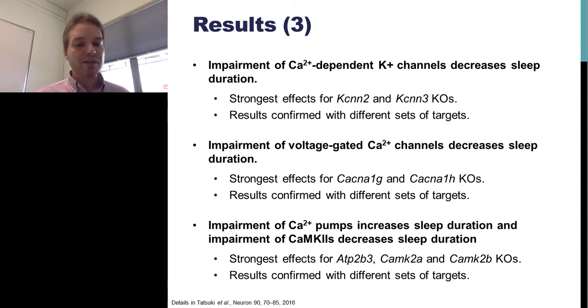And then we took it further, still in the sleep context, and we looked at different genes for different channels and pumps related to calcium channels. And so for each of these, same thing, we were able to use a first set of 3 targets, generate a knockout, detect the interesting phenotype in the first generation, use a different set of 3 targets, first generation knockout, and confirm the same phenotype.